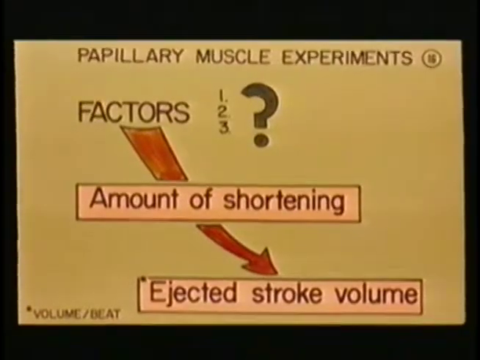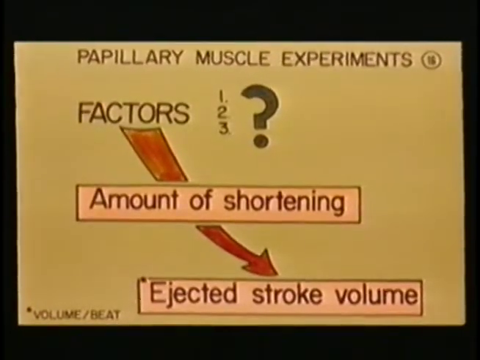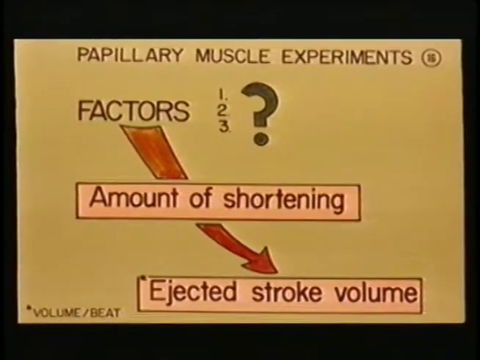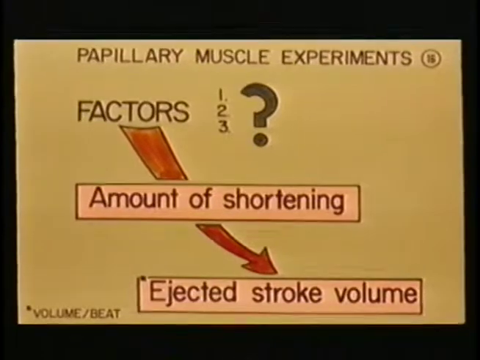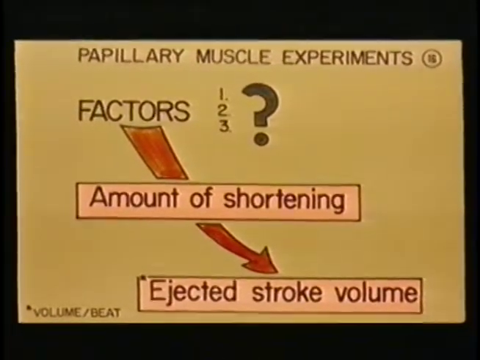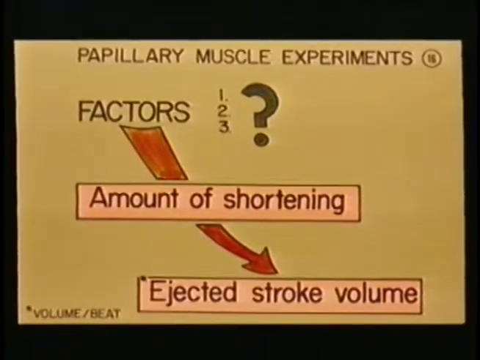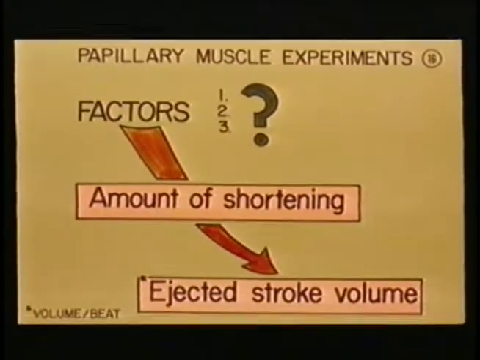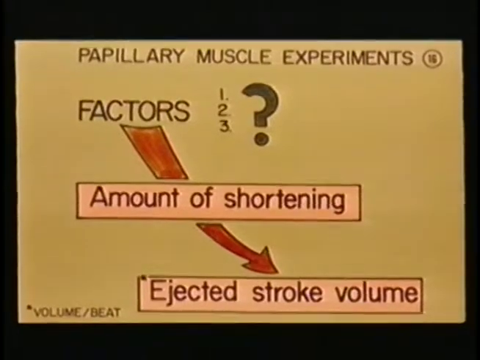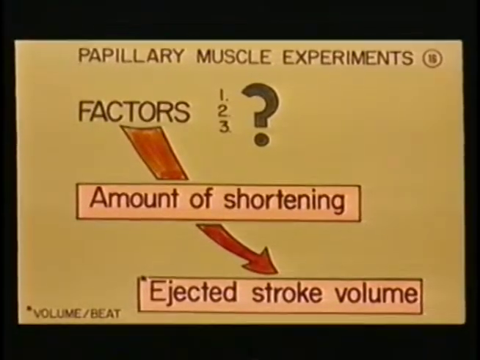Slide 16. From a practical point of view, what we would really like the papillary muscle experiments to tell us is what factors determine the amount of shortening during a contraction. This is important because the amount of shortening in the ventricular wall determines the ejected stroke volume. The ejected volume per beat is of paramount interest. For example, the clinician often needs to find ways of increasing stroke volume in failing hearts. We will see that there are several means of achieving this.